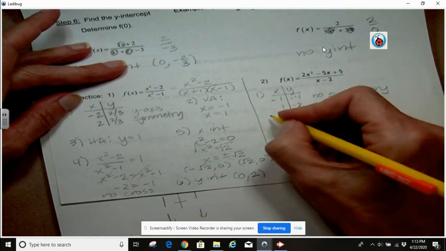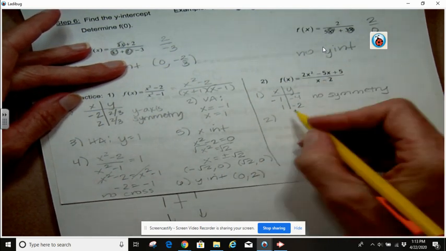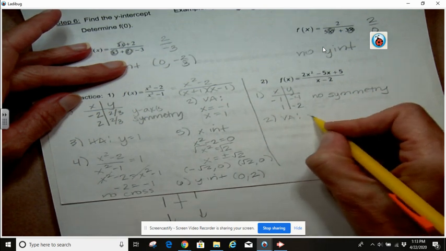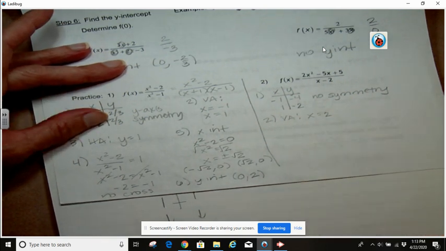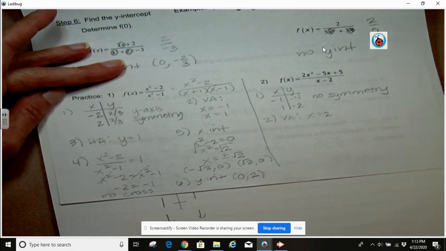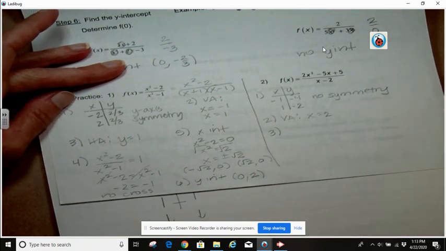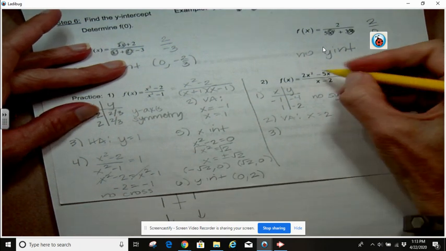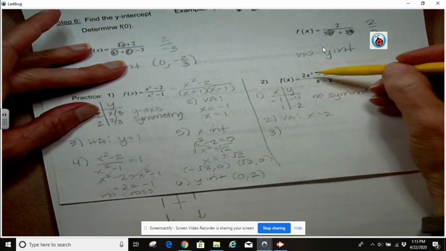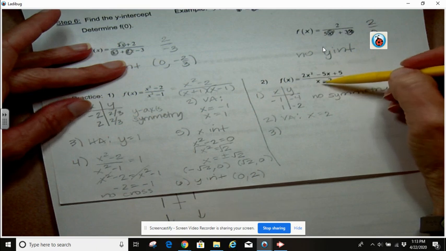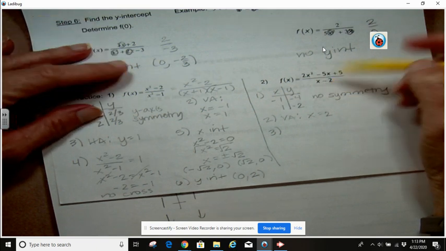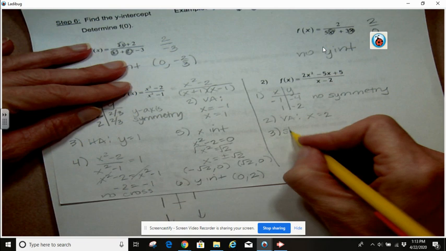Step 2, your vertical asymptotes. There was nothing to factor, so it's just the denominator equal to 0. So 1 vertical asymptote at x equals 2. Step 3, horizontal asymptote or slant asymptote. So this is a rule 3 limit to infinity. The degree of the numerator is greater than the degree of the denominator. So that means you have to long divide. There's going to be a slant asymptote.